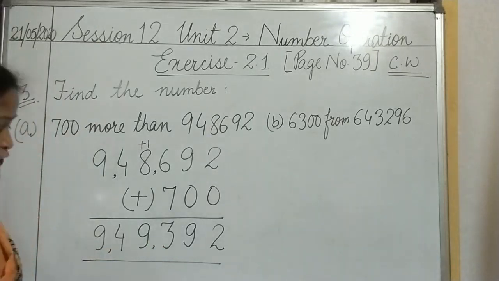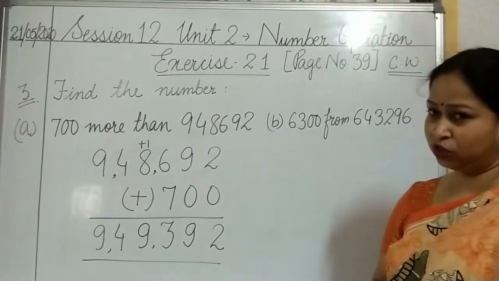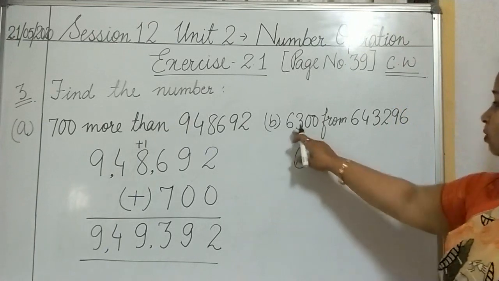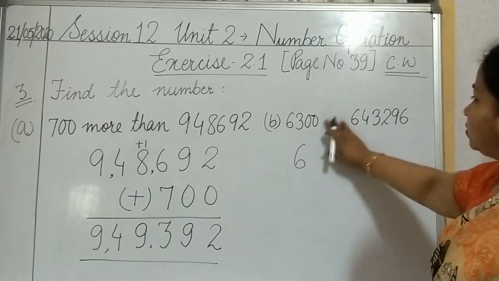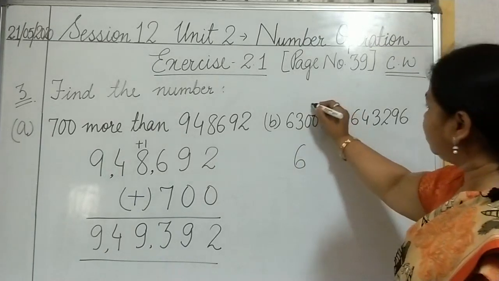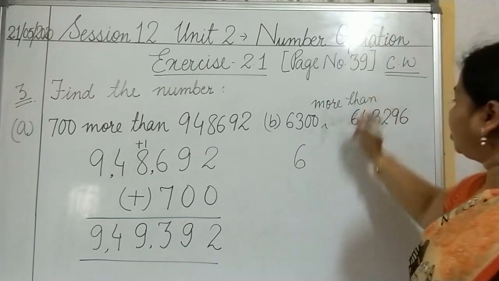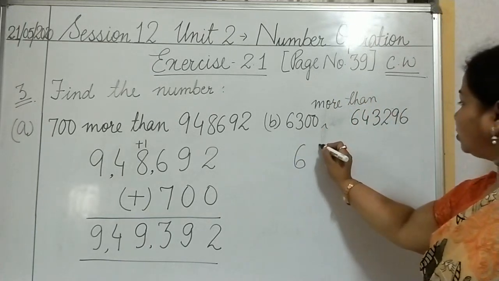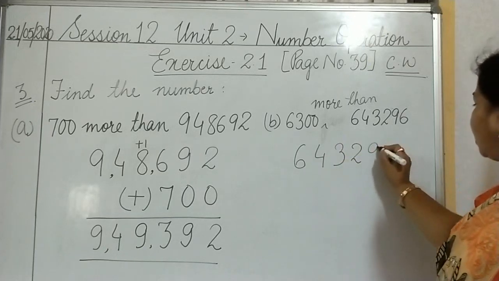Okay, one more I will show you, and then I will be giving homework from this too. We have to add 6,300, it is written, 6,300 more than this. Sorry, I have to write "more than." So 6,300 more than this, what will it be? It will be 6, 4, 3, 2, 9, 6.